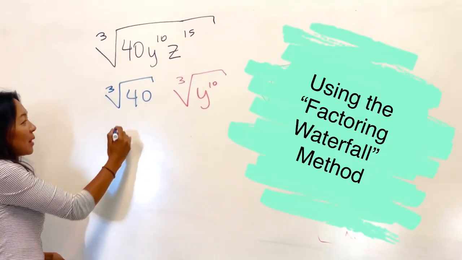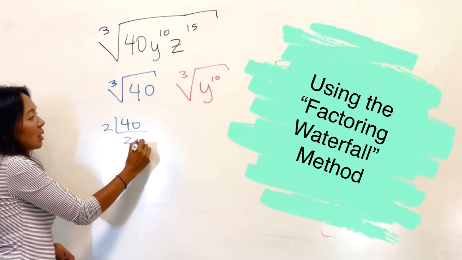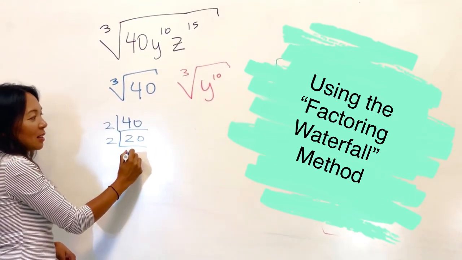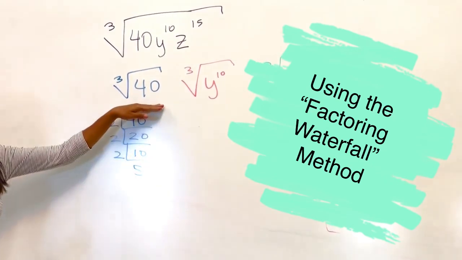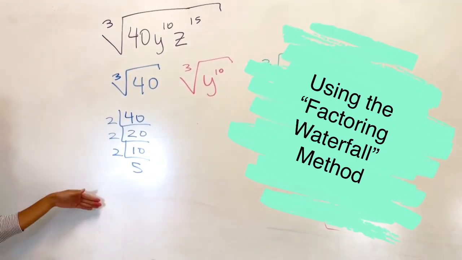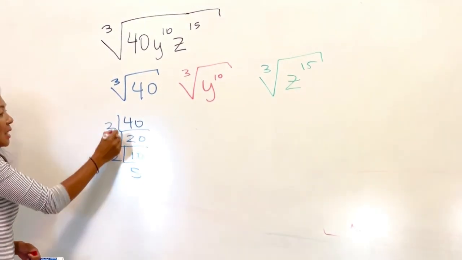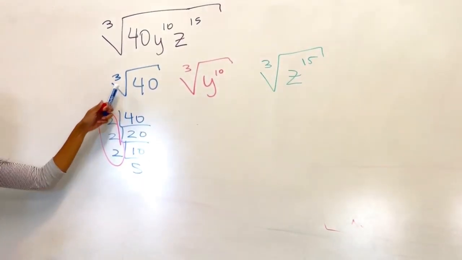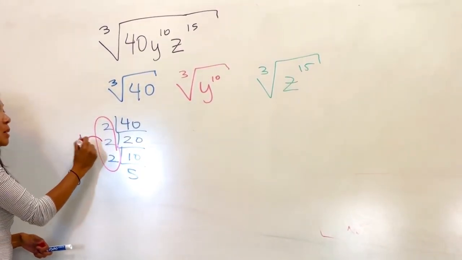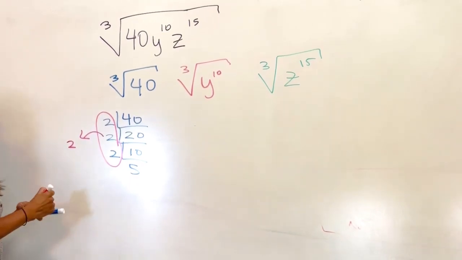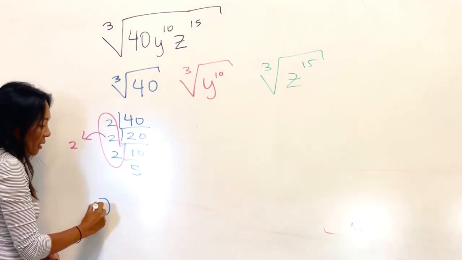I'm going to do the waterfall method again. Divided by 2 I get 20, divided by 2 I get 10, divided by 2 I get 5. The rule of the game, the index is 3, so what shows up 3 times? 2. Okay, so you guys are getting really good at this, right? So these showed up 3 times. So 2 times 2 times 2 gets pulled outside of the radical and it just becomes a 2 outside. So therefore, my answer just for the cube root of 40 has a 2 sitting on the outside.